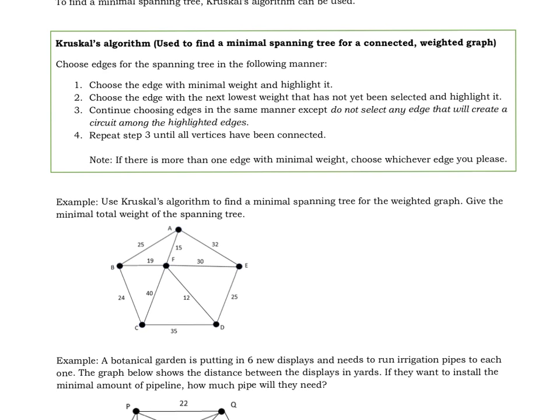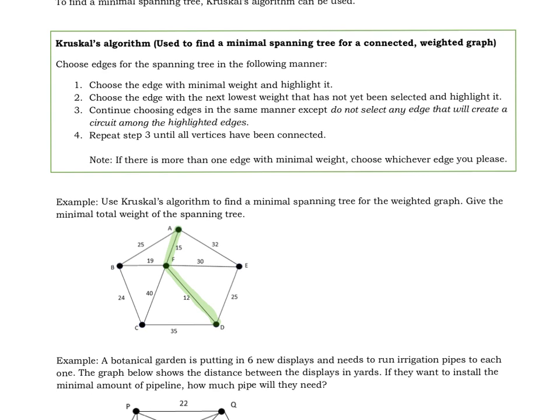So step one, choose the edge with the minimal weight and highlight it. So looking at this graph, the edge with the minimal weight is the F to D with that weight of 12. And so we're going to highlight that. Then step two, choose the edge with the next lowest weight that has not yet been selected and highlight it. All right, so looking at the remaining edges there, 15 is the next smallest, and so we're going to highlight it.